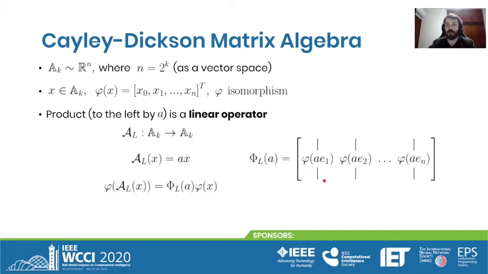That is, the first column is A times E1, transformed by the isomorphism. E1 is the element in A_K that is associated with the first canonical vector of the basis of the Euclidean space. Same for E2, and so on and so forth, up to the nth dimension.